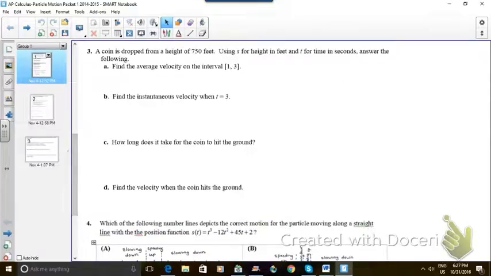Question number 3. A coin is dropped from a height of 750 feet. Use s for height in feet and t for time in seconds. Answer the following. Find the average velocity on the interval. Average velocity.